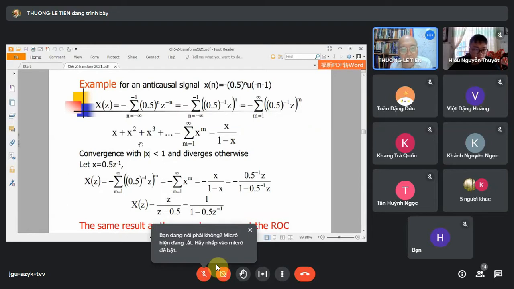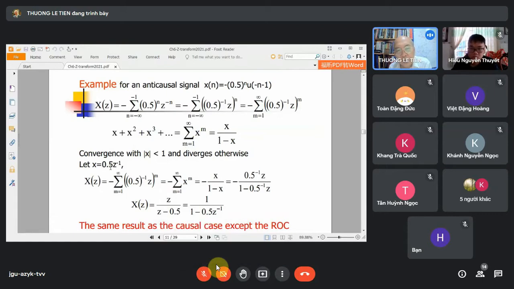And this one, we left this one equal to 0.5 power of minus 1 z. That means minus 1 power of 0.5 power of minus 1. Okay? And then, yeah, you can get this one.